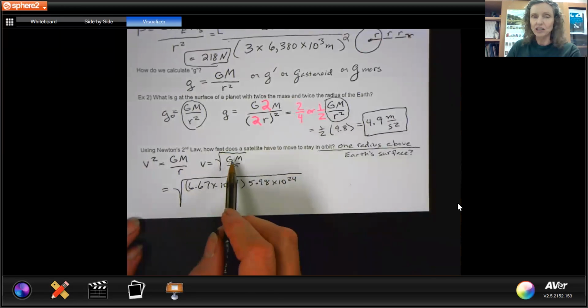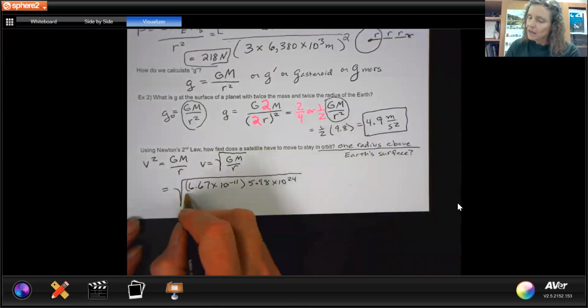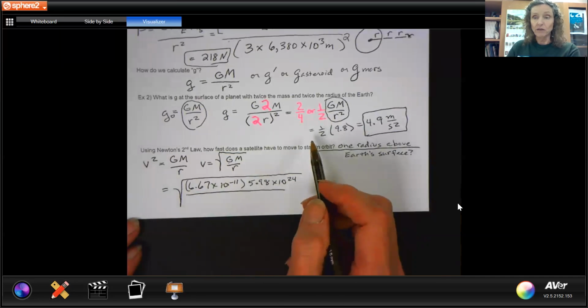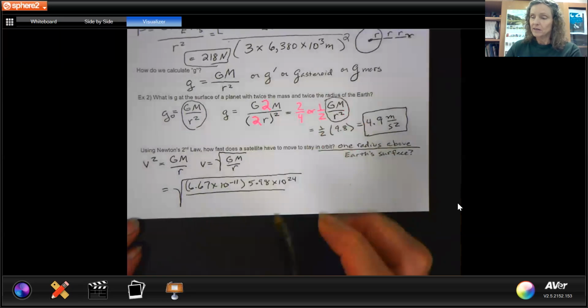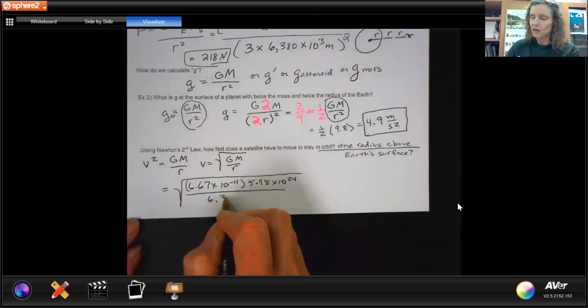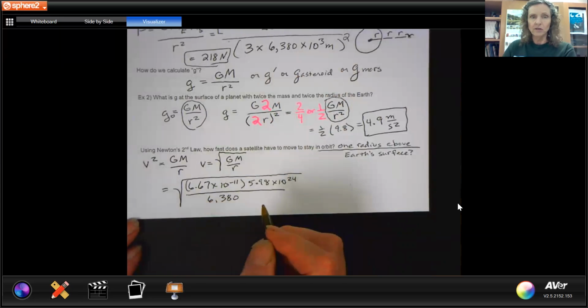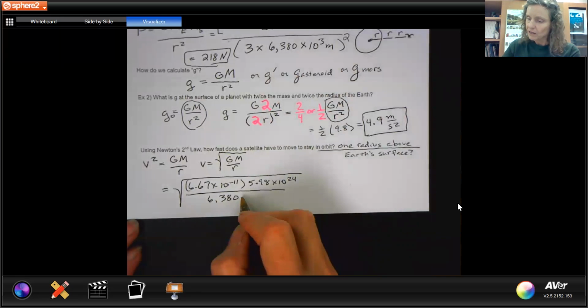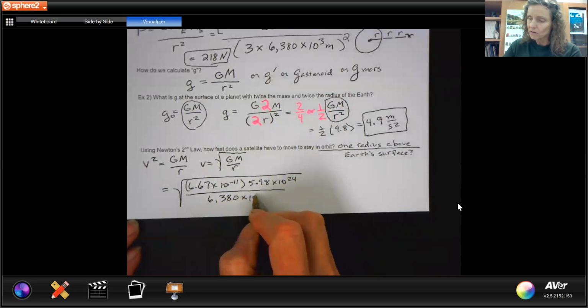That'll be given to you whenever you need it. So now I have big G and big M. Okay? And I'm going to divide by the radius, which is also going to be given to you whenever you need it. And you can see it right there. That's it in kilometers. Okay? So 6,380 kilometers. So how do I turn kilometers into meters again? Oh yeah, kilo means 3, okay? So times 10 to the 3rd.